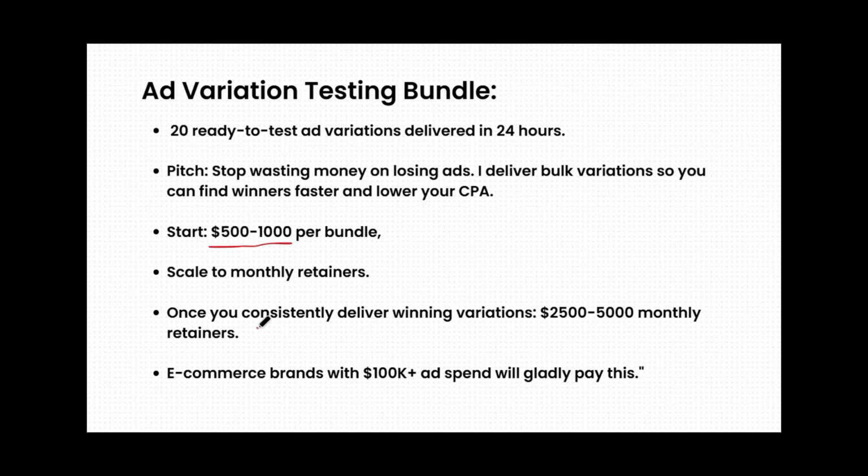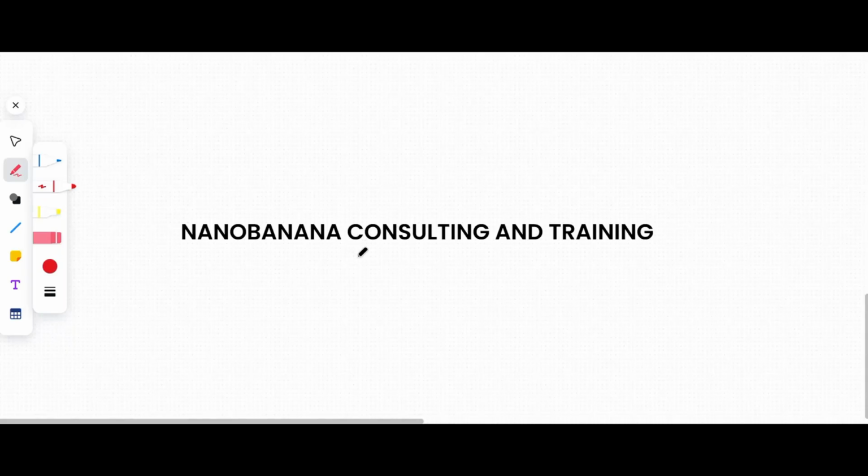Once you prove you can consistently deliver winning variations, charge $2,500 to $5,000 monthly retainers. E-commerce brands with $100,000 plus ad spend will gladly pay this. Ad variation bundles create high-value recurring clients. Method 3 targets a completely different market. Method 3, NanoBanana Consulting and Training.